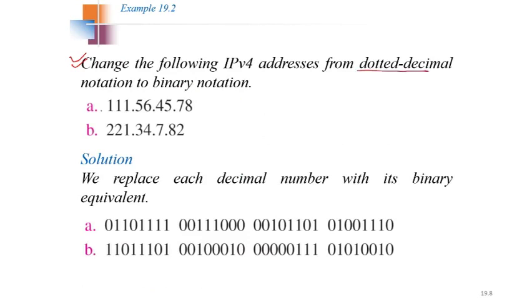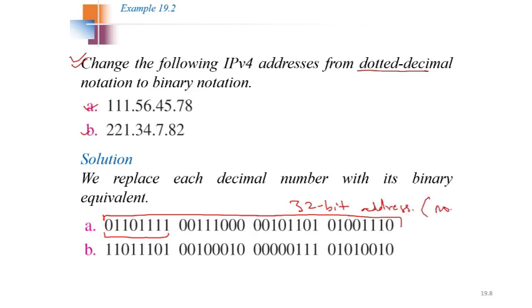In the reverse case, a dotted decimal is given and you need to convert it into its binary equivalent. So this 111 will be converted to its binary equivalent as shown. In binary, we will not represent it with dots. It will be a complete 32-bit address. No dot is used. So this is about the conversion.